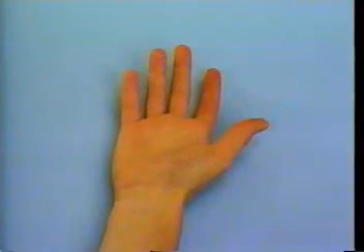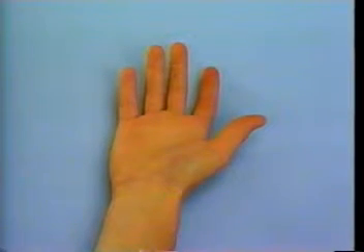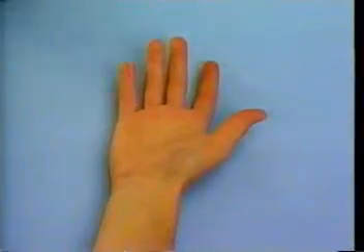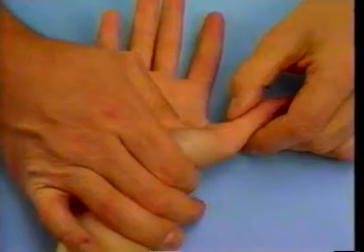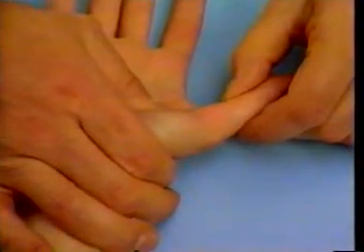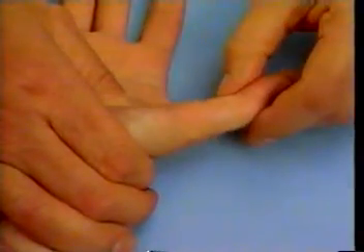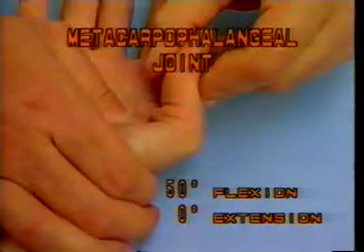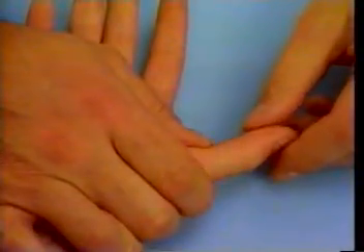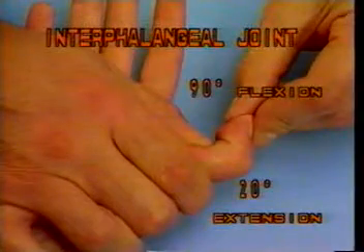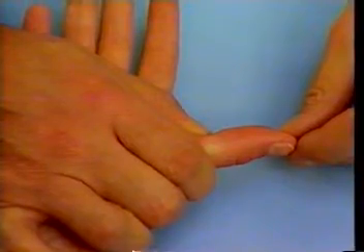Thumb. Flexion, extension. Flexion and extension at both the metacarpal phalangeal and interphalangeal joints should be assessed. Stabilize the bone proximal to the joint being tested and grasp the bone distal to the joint being tested between the index finger and the thumb. First test the metacarpal phalangeal joint, noting approximately 50 degrees of flexion and extension to the neutral position. At the interphalangeal joint, there is approximately 90 degrees of flexion and 20 degrees of extension from the neutral or straight position.